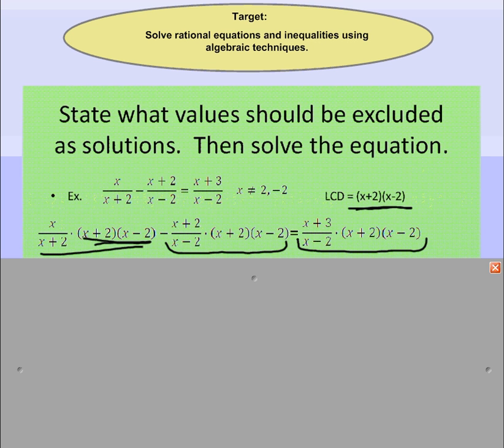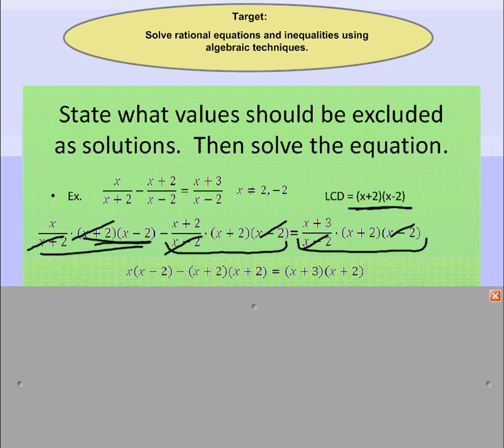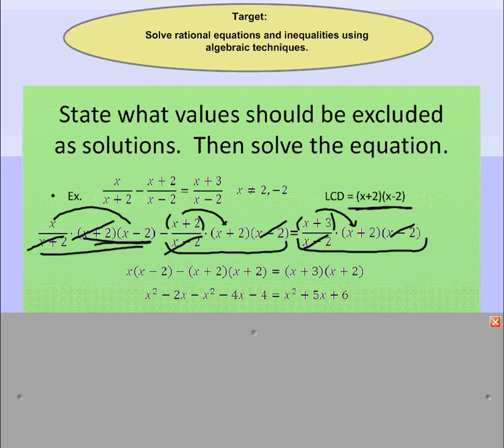Again, why we're doing this is that multiplying every term by the least common denominator will eliminate every fraction. Okay? The x plus 2's cancel out, the x minus 2's cancel out in the second terms, and the x minus 2's cancel out across the equal sign. Okay, so now it's looking like this. You have your x times x minus 2 minus your x plus 2 times another x plus 2. And then you have this x plus 3 times x plus 2. What we just need to do is do some foiling, do some simplifying, and we'll have our answer.